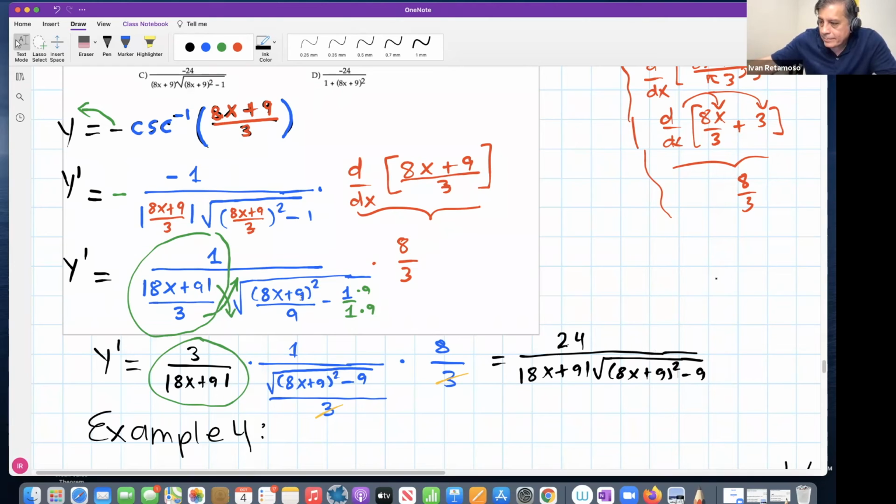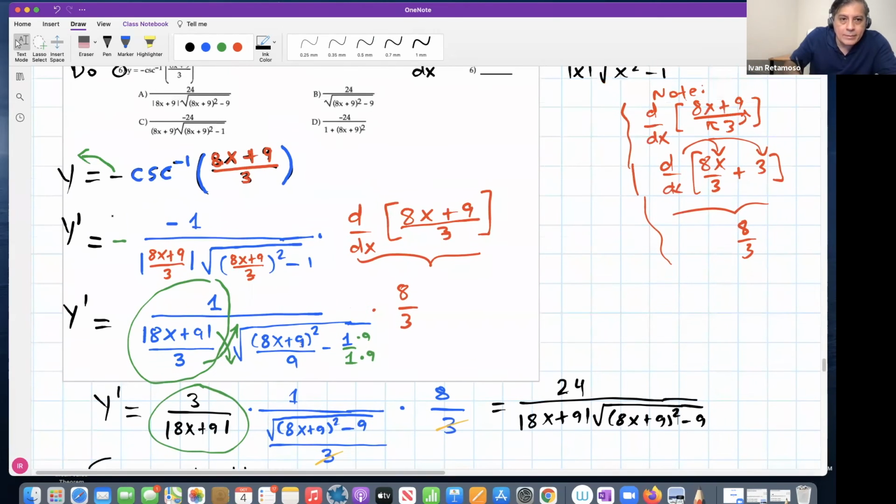Your answer there, which is the first one, right? The first one, this one. Yeah, the one with the absolute value here. Excellent. Very good, guys.